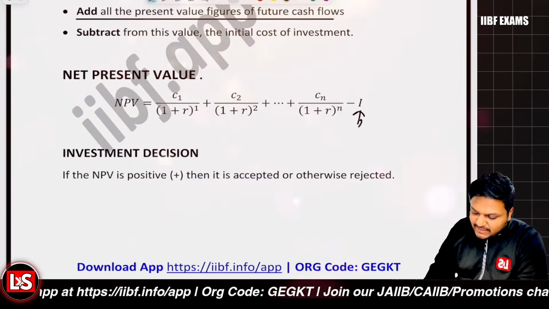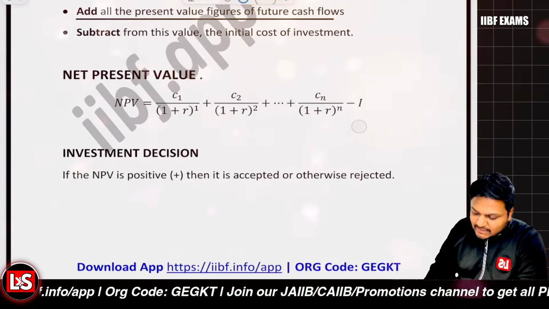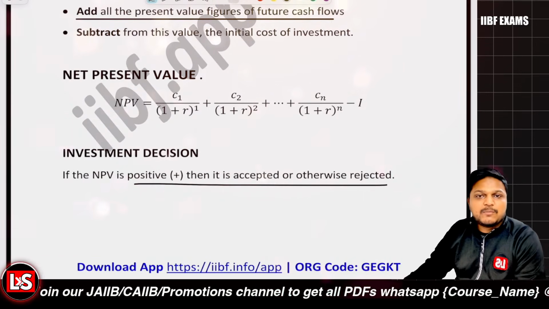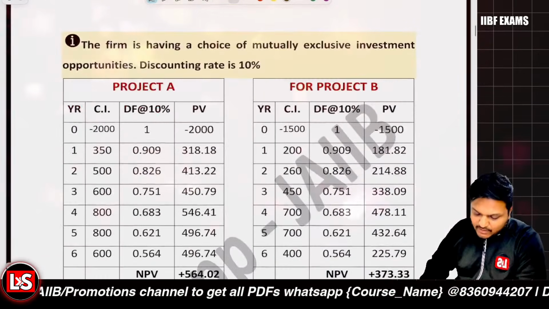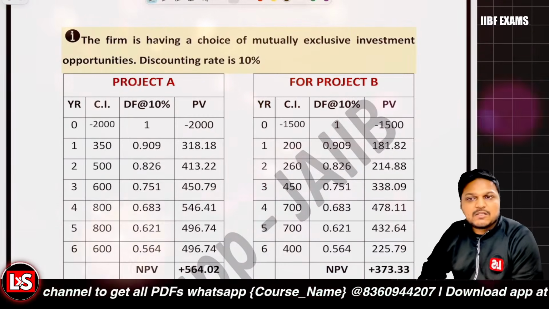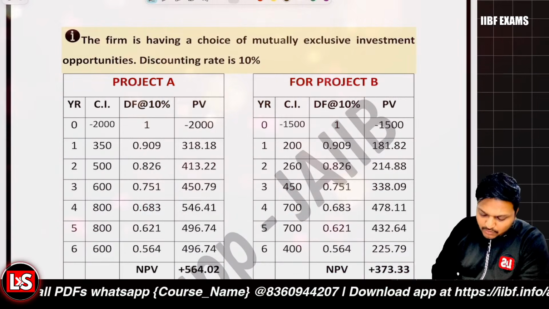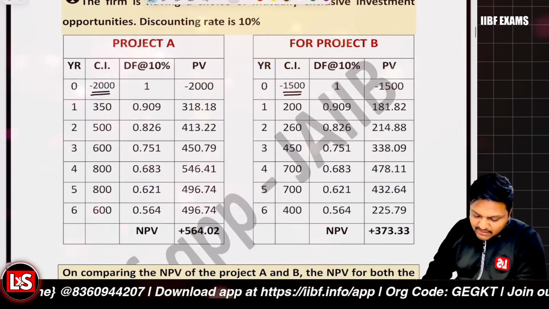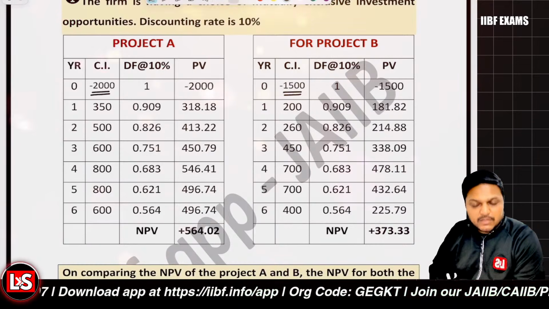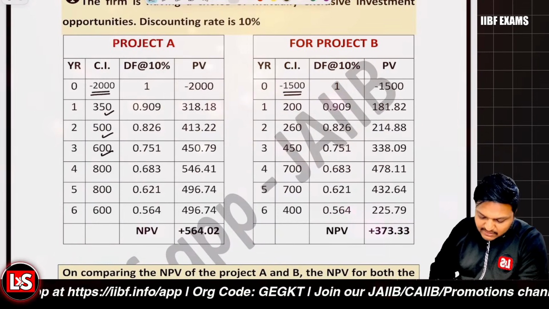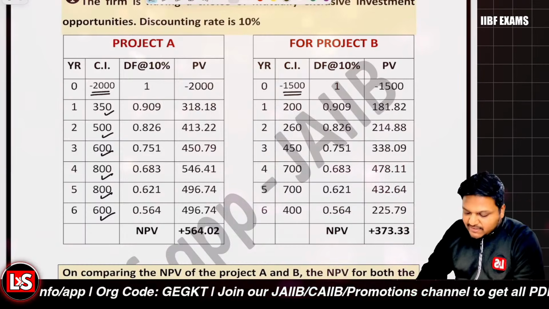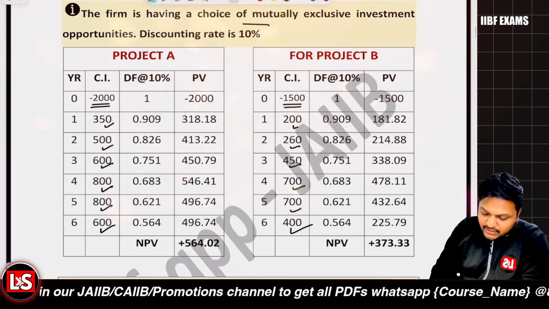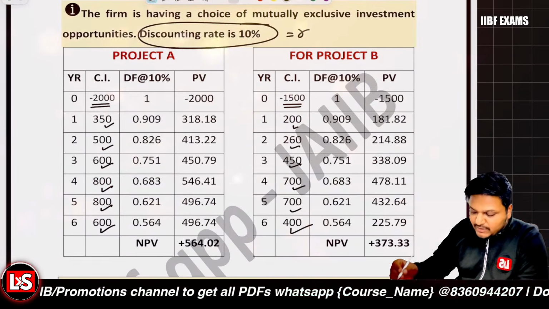And it says the same: if NPV is positive, do undertake the project, and if it is negative, do reject the project. So have a look over here. We have two projects, project A and project B. The initial investment is 2,000 in the first case and 1,500 in the second case. These are the cash inflows over the 6 years period: 350, 500, 600, 800, 800, 600, and in the second scenario 200, 260, 450, 700, 700, 400. The discounting rate is given to be 10%, meaning R is 10%.